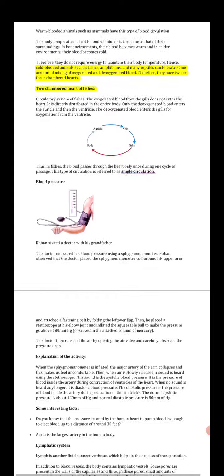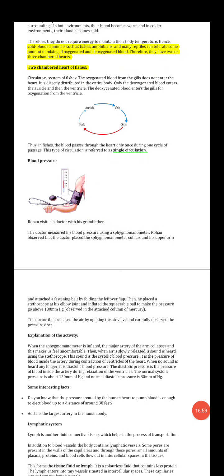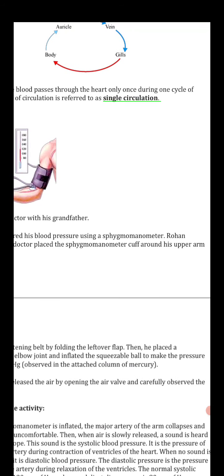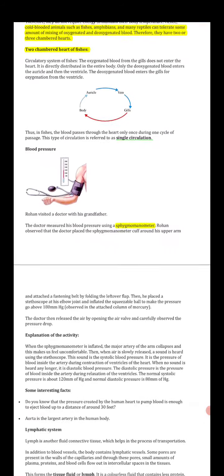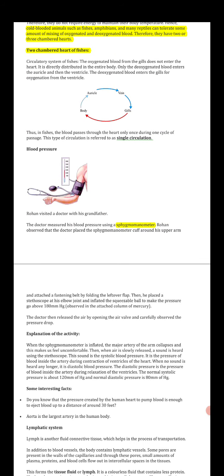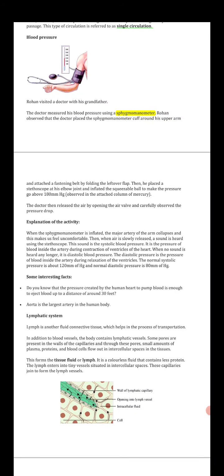The next topic is blood pressure. The doctor measured his blood pressure using the sphygmomanometer. During the time of your exam, just remember this term. This is one machine through which we can measure our blood pressure. The doctor released the air by opening the air valve and carefully observed the pressure, and our normal blood pressure is 120/80.